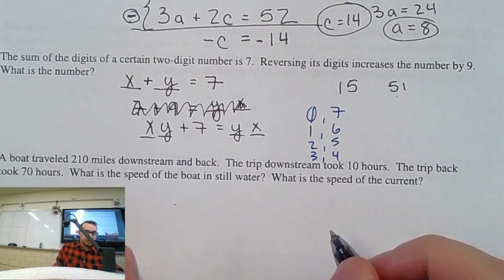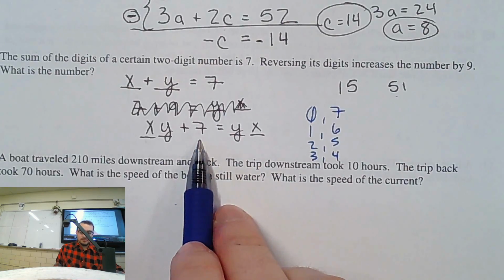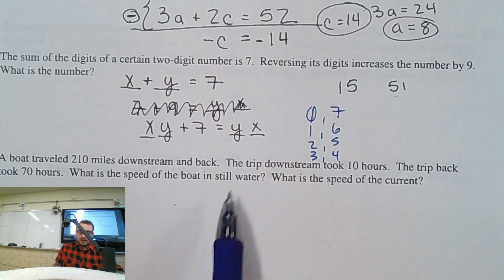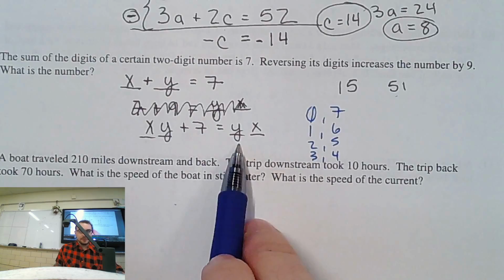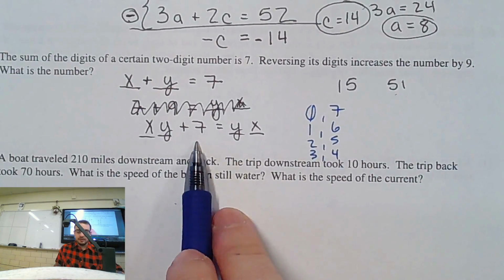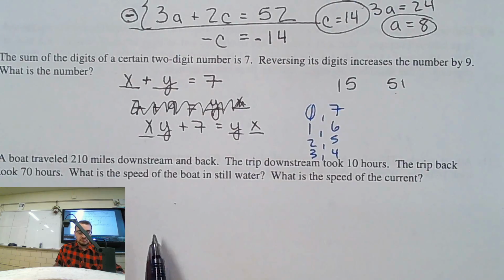Because, you see what I'm saying? Because 0, 7 would give us 70. Is that a difference of 7? 0, 7 is just 7. 7 and 7 is 14. That's not it. 1 and 6 gets us 16, 61. Difference of 7? No. 25, 52. Difference of 7? 34, 43. No.